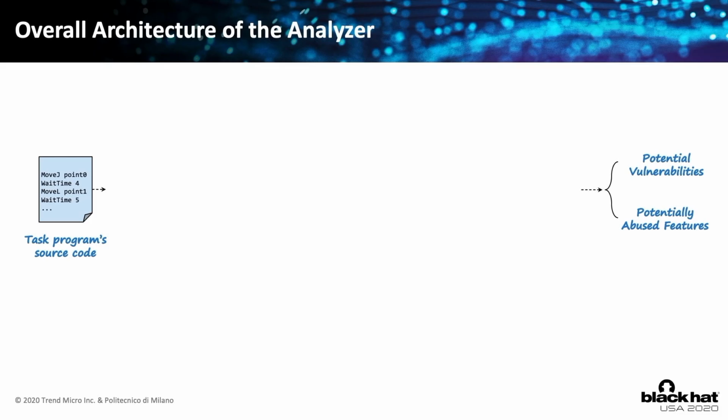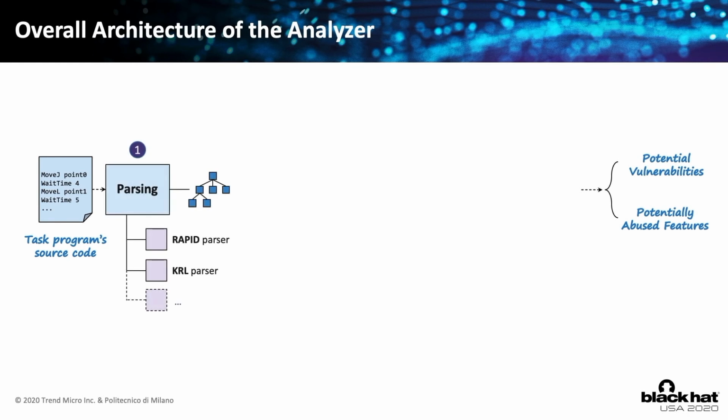Given this context, we implemented a prototype of a static source code analyzer for programs written in industrial robot programming languages. Our analyzer is able to analyze the source code of a task program and to find potential taint-style vulnerabilities or potentially abused features that can be expressed as a data flow between a source and a sink. Our analyzer works in this way. We start with the task program source code, and we parse it with the appropriate module for the language that the program is written in. We have implemented RAPID and KRL parsers. We build the abstract syntax tree and the control flow graph.